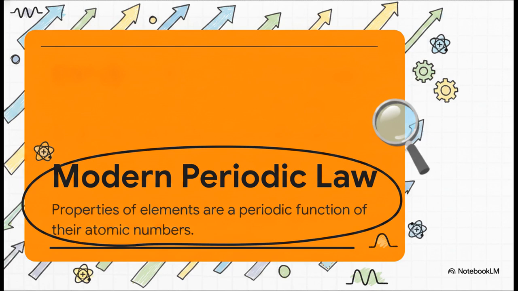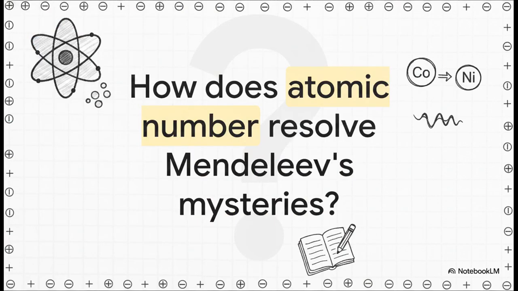This was a crucial, game-changing shift. Therefore, the modern periodic law was officially stated. Please write this down and highlight it in your notes. Properties of elements are a periodic function of their atomic numbers. By simply organizing elements by their proton count, which goes up sequentially by exactly 1 every single time, the entire periodic table perfectly snapped into place. This brilliant realization by Moseley brings us to the end of today's lesson module.